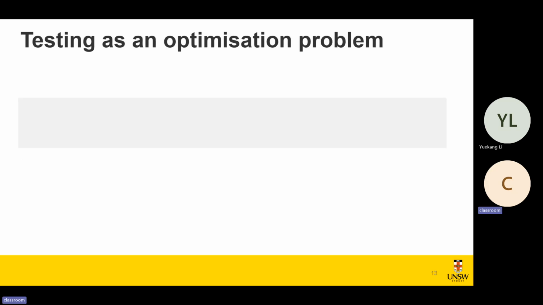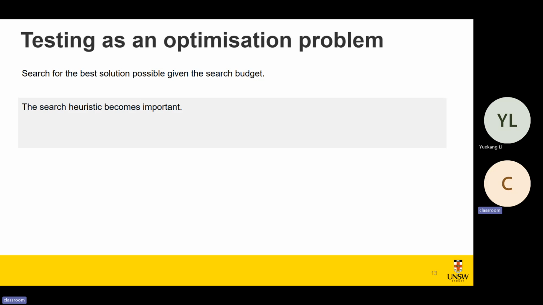So now we can rethink the problem of how we could convert testing into an optimization problem. Just now we learned that instead of searching for the globally best solution, we are searching for the best solution possible among all the candidates that we can get within the budget. So this is the optimization problem we get here.